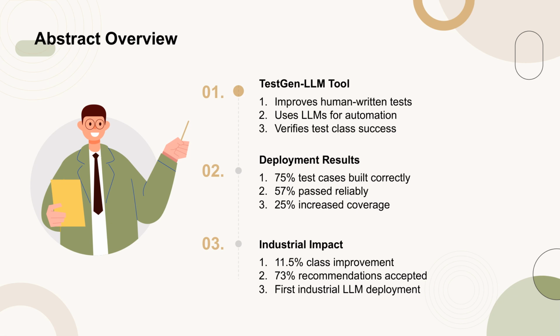The deployment of TestGen-LLM was evaluated during Meta's testathons for Instagram and Facebook platforms. For the Reels and Stories products on Instagram, 75% of the test cases generated by TestGen-LLM were successfully built, 57% passed reliably, and 25% increased test coverage. During the testathons, the tool improved 11.5% of the classes it was applied to, with 73% of its recommendations being adopted for production deployment by Meta's software engineers. This paper marks the first report on the industrial-scale deployment of LLM-generated code with such assurances of code improvement.